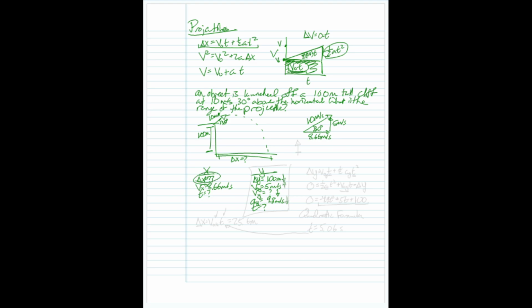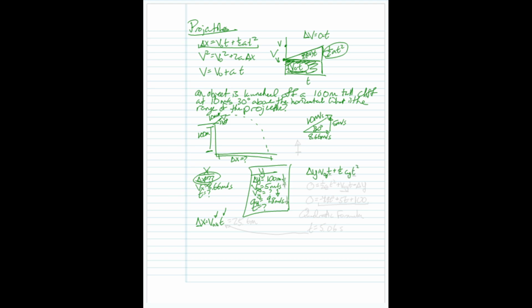I'm trying to find delta x. Delta x equals v0x t. I know v0x, but I don't know the time, so I need to find the time in order to find delta x. To find the time, I'm going to look over at my y values. Delta y equals v0y t plus 1/2 ay t squared.